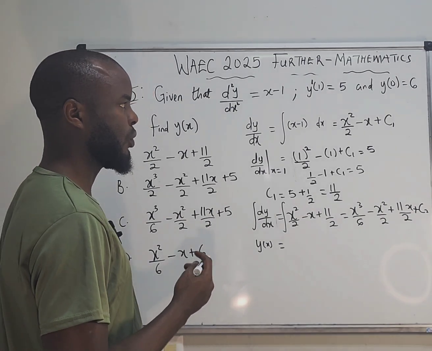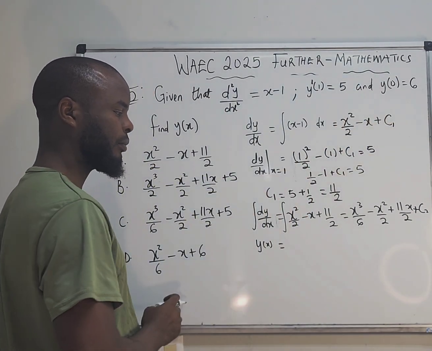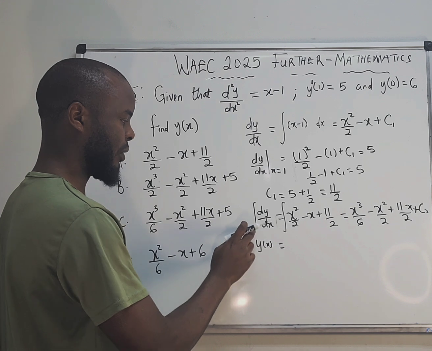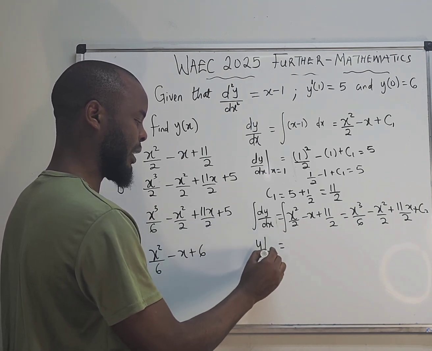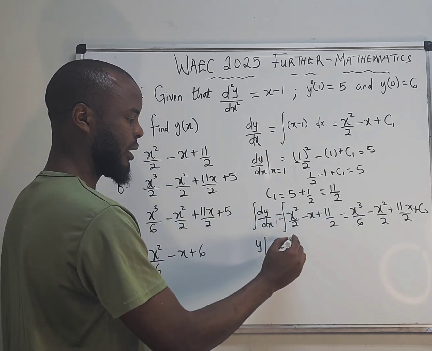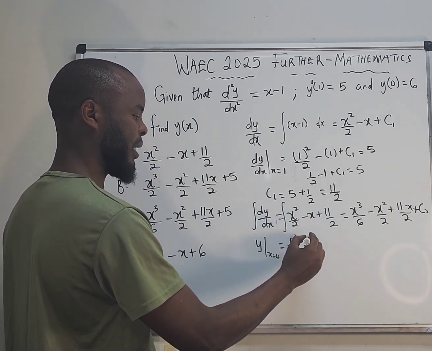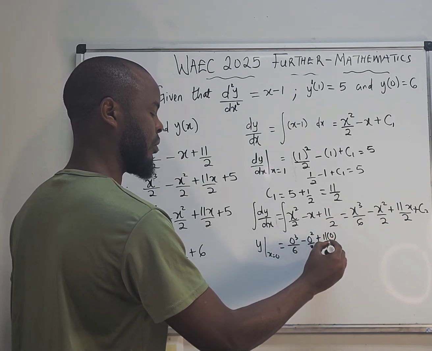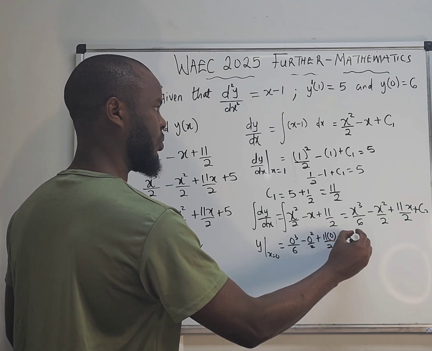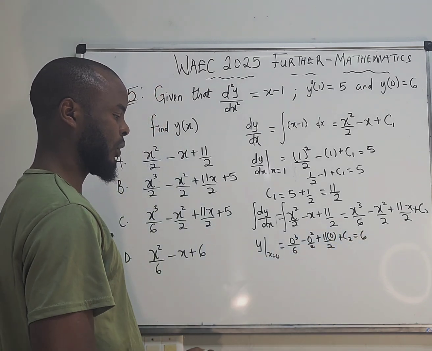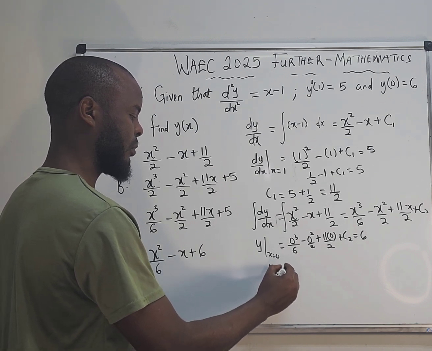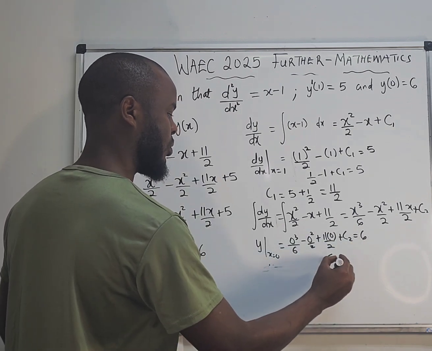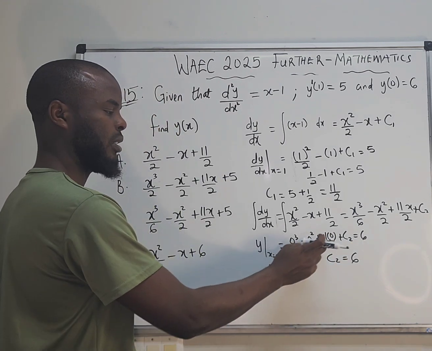Next to do is when x is 0. When x is 0, what do you have? If you plug in here, we have 0 cube over 6 minus 0 squared over 2 plus 11 times 0 over 2 plus c2 equals 6. So that means your y of 0 is going to be what? This means your c2 is going to be 6, because all these other terms are going to be 0.